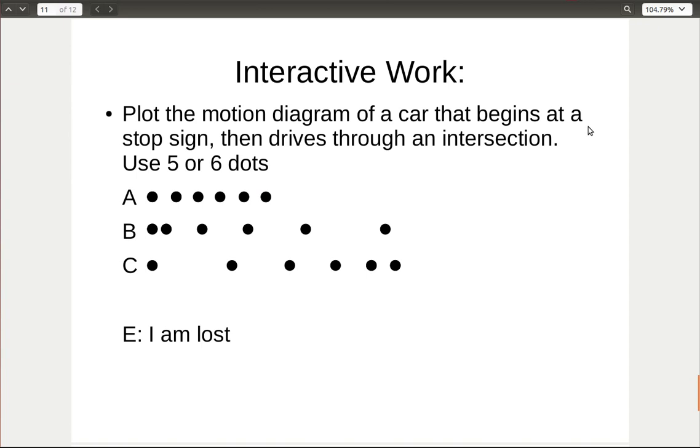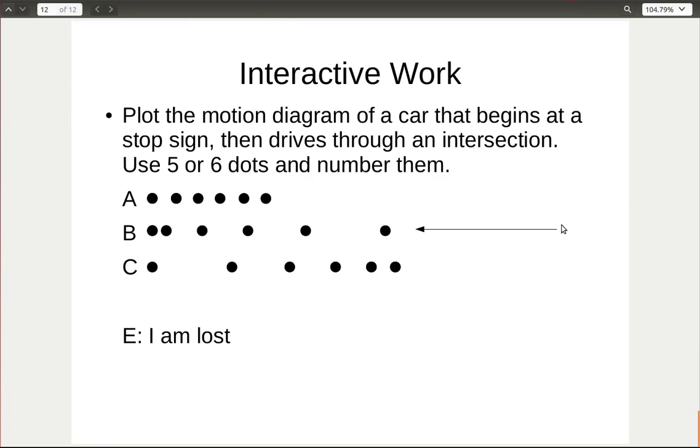You can choose A, B, C, and oftentimes when we have multiple choice options, I'll always provide E as an I'm lost option. You can do that, but spend a few minutes trying to think it through. It is okay to put the wrong answer on your interactive work that you upload. I'll discuss the answer on the next slide. So pause here and spend a couple minutes thinking through the answer before listening to the next slide.